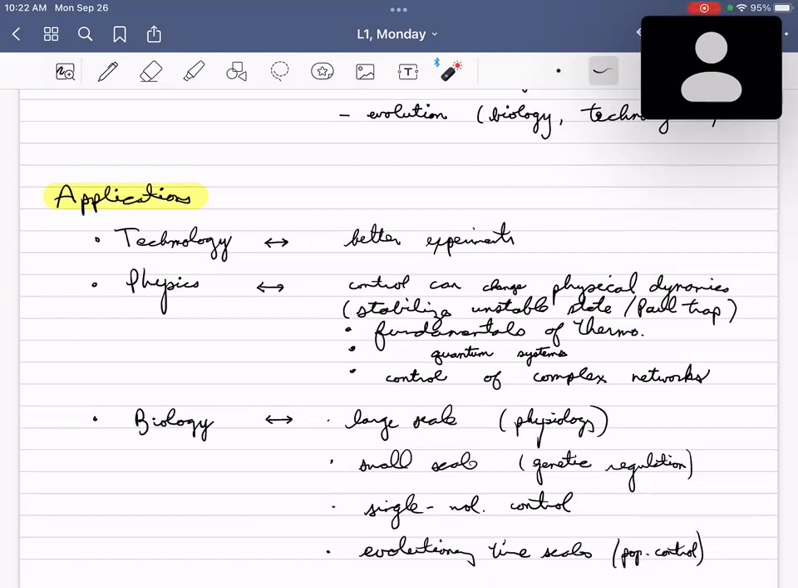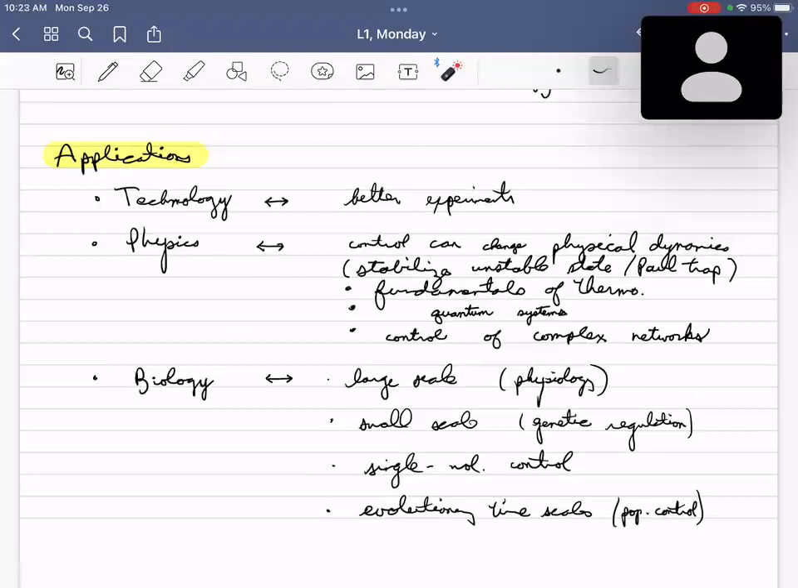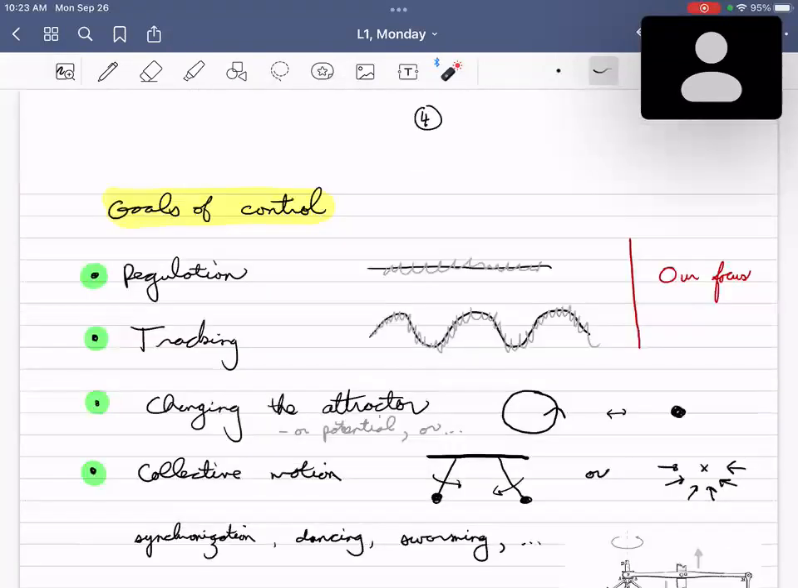And finally, there's the idea of controlling complex systems, complex networks, and that's also a topic there. Now, we don't have time to talk about all of these things, but I can touch on a few here. And as I mentioned, in biology, there are control loops all over the place and on all time scales. So that's the general motivation.